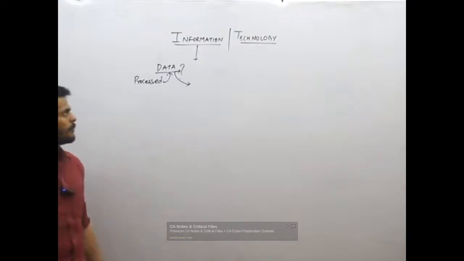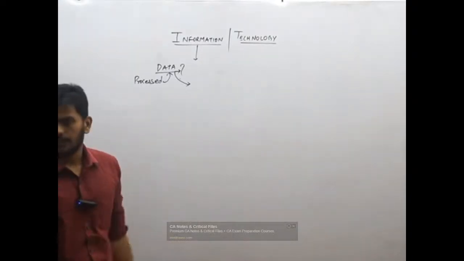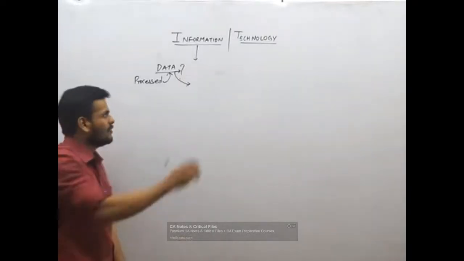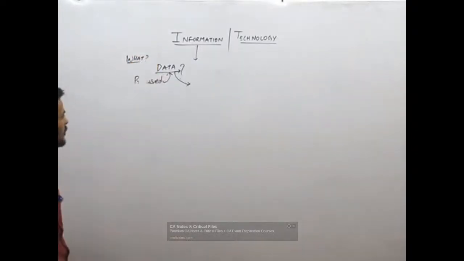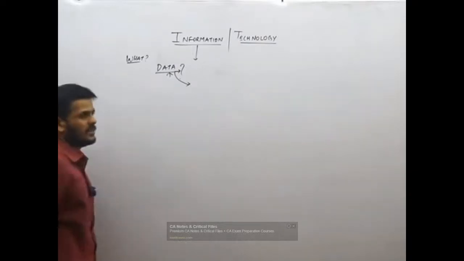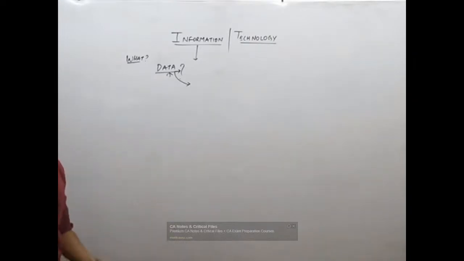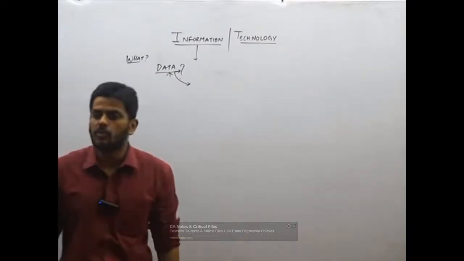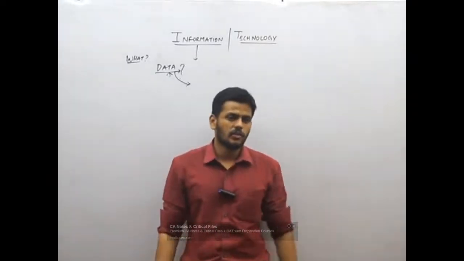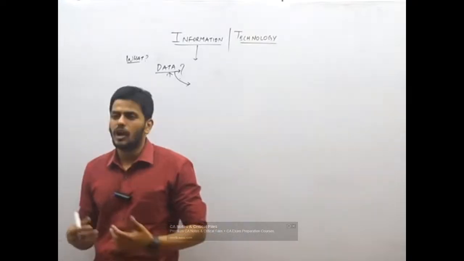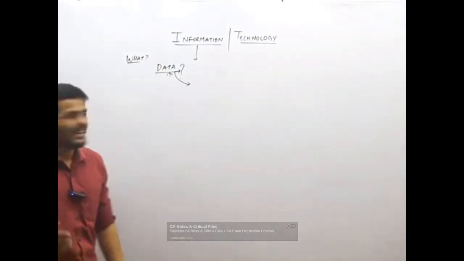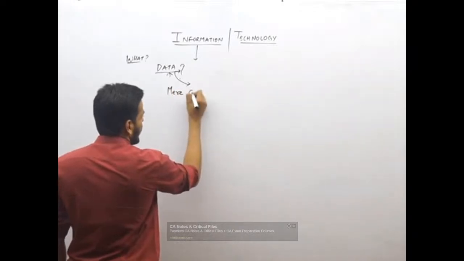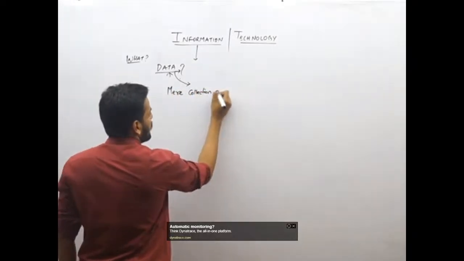So if you look at what is information, the first question that we asked is what? You told me data, somebody told me message, somebody told me processed data, and somebody is telling me it could be anything useful. All of that is fine. But what ideally is data? Anything in this world is modeled in the form of data only. All real world objects are modeled in the form of data. Which means data is a mere collection of some kind of facts.